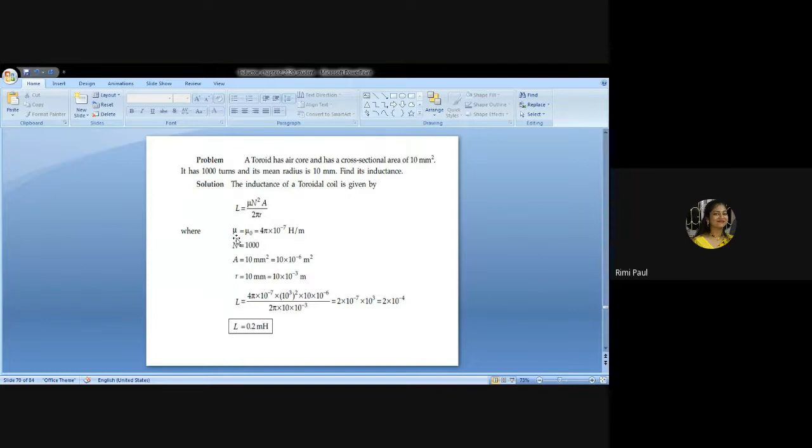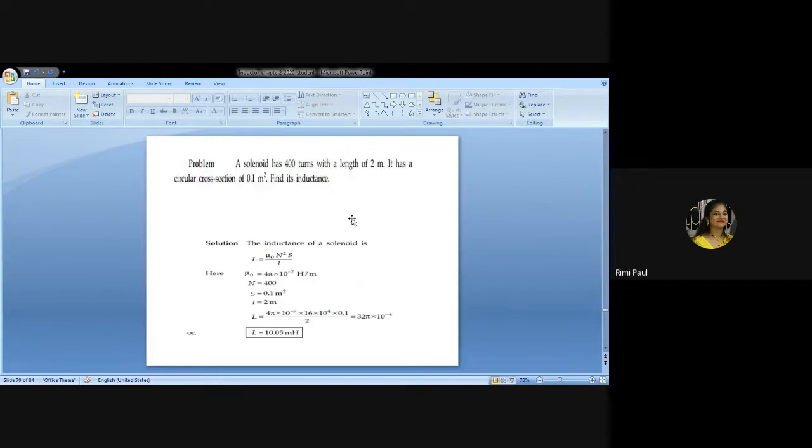So we can put 10 millimeter here. Mu is equal to, this is the air core, so we can write mu is equal to mu naught, 4 pi into 10 to the power minus 7 Henry per meter. N is 1000, given. A is 10 millimeter square, given. And R is 10 millimeter. So convert it all into meter and find out what L is. The same thing, just here you have changed the L: mu n square A by L, and everything is given. So you can put it in and find out.